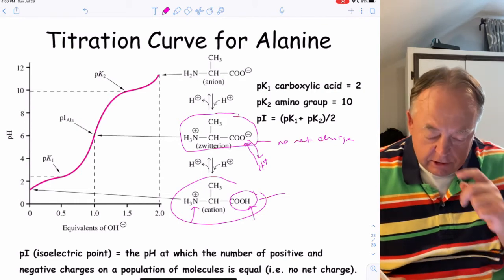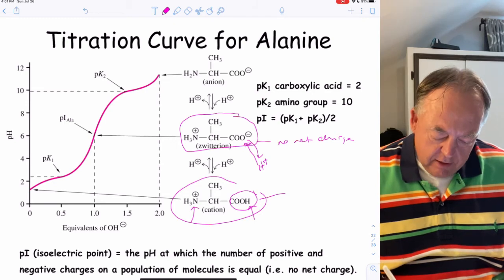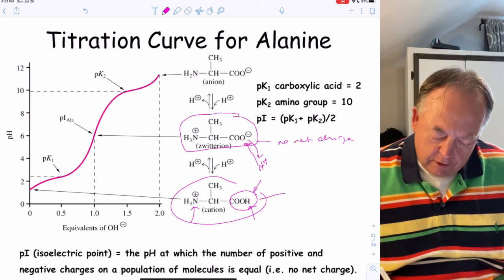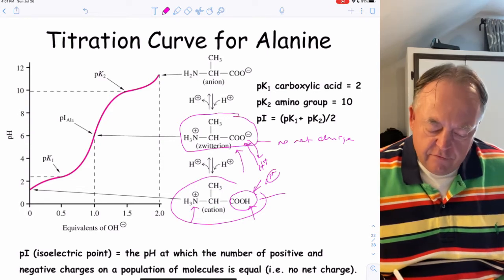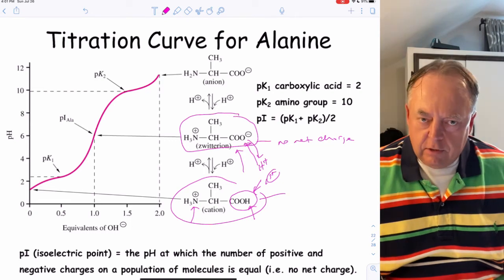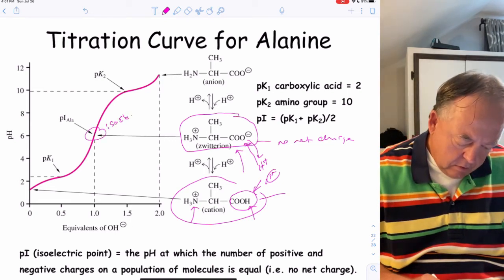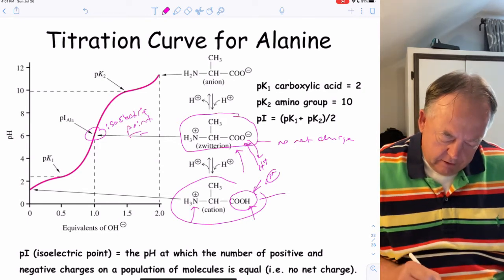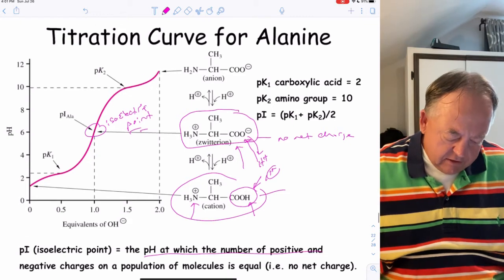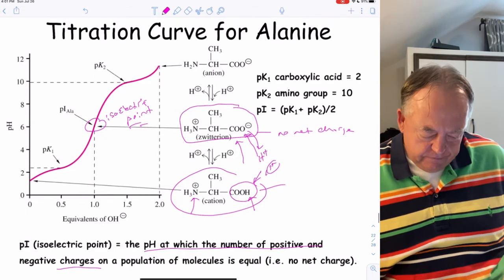So if you started doing a titration and adding some base to it, then this will be the first proton that comes off. And after that proton comes off, you have the molecule with no net charge. That would be what's known as the isoelectric point. That is the point at which the number of positives and negatives on the amino acid are equal, so that there's no net charge.